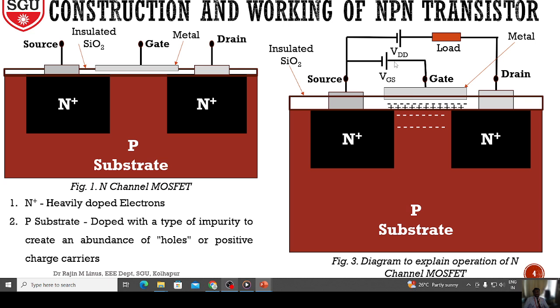Now assume that the gate terminal is switched on, a switch is closed, so that this positive terminal will be connected across this.